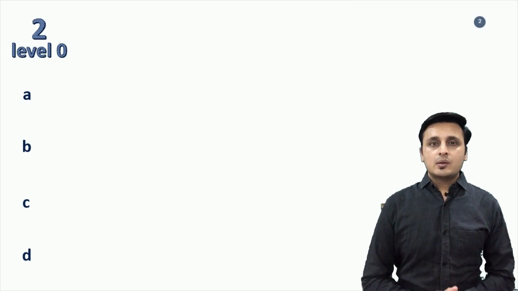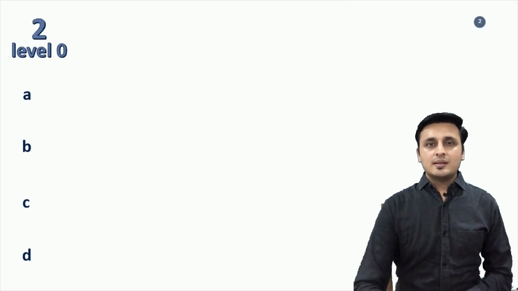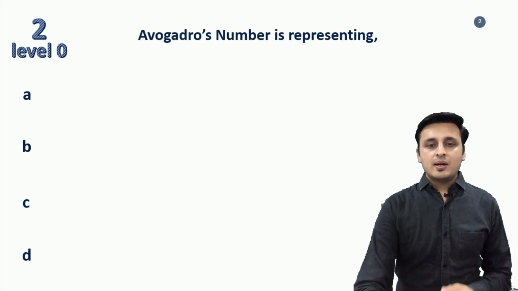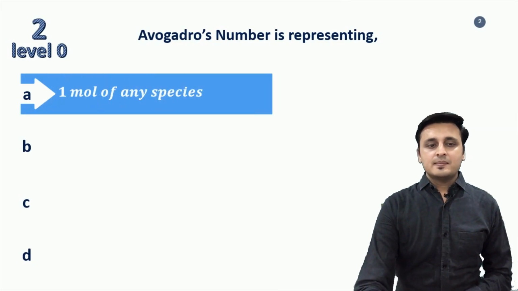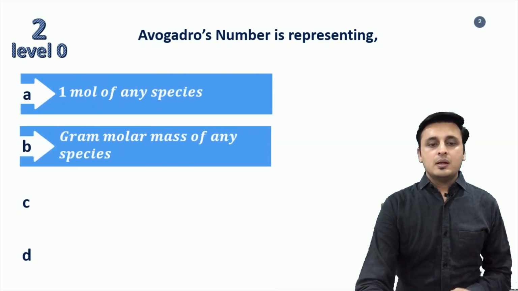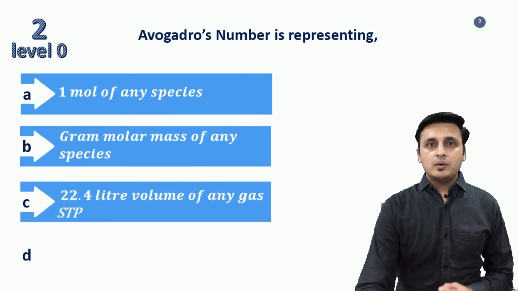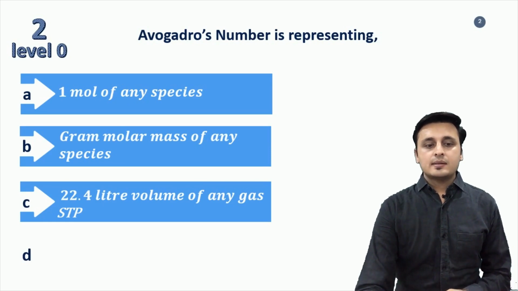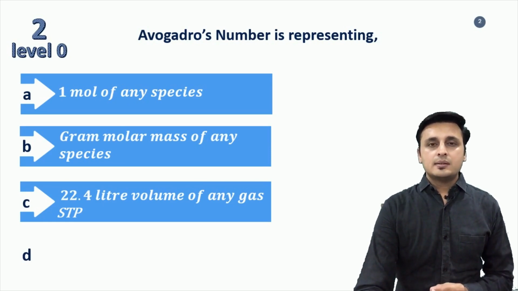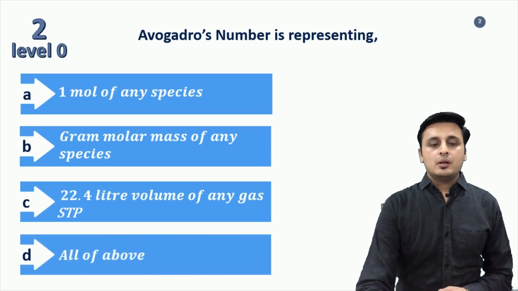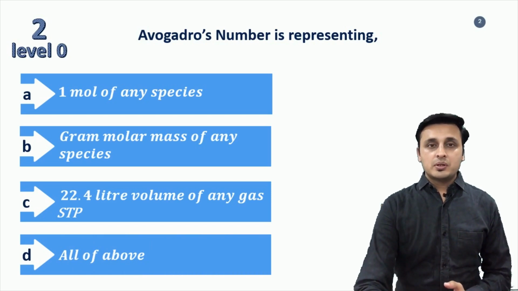Now presenting second question, level 0, and the question is: Avogadro's number represents option A, 1 mole of any species, option B, gram molar mass of any species, option C, 22.4 liters of any gas at STP, that is standard temperature and pressure, or option D, all of the above.